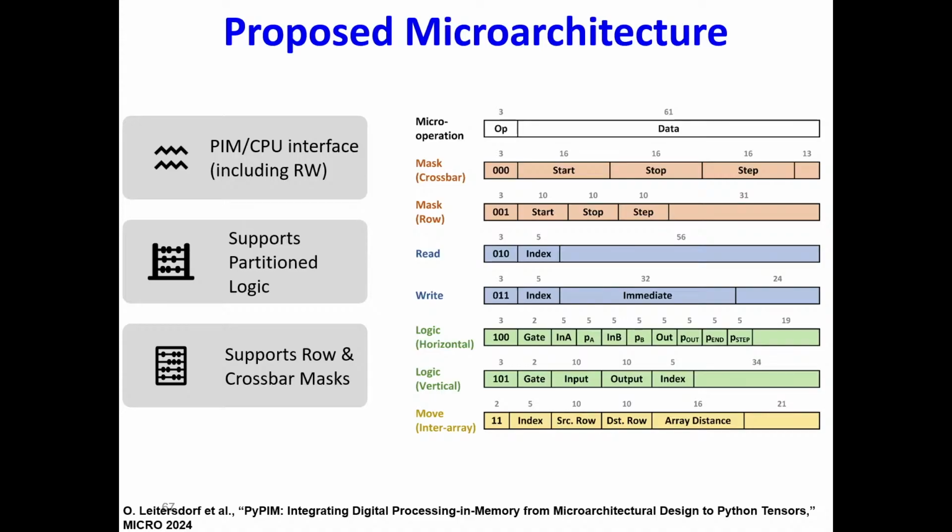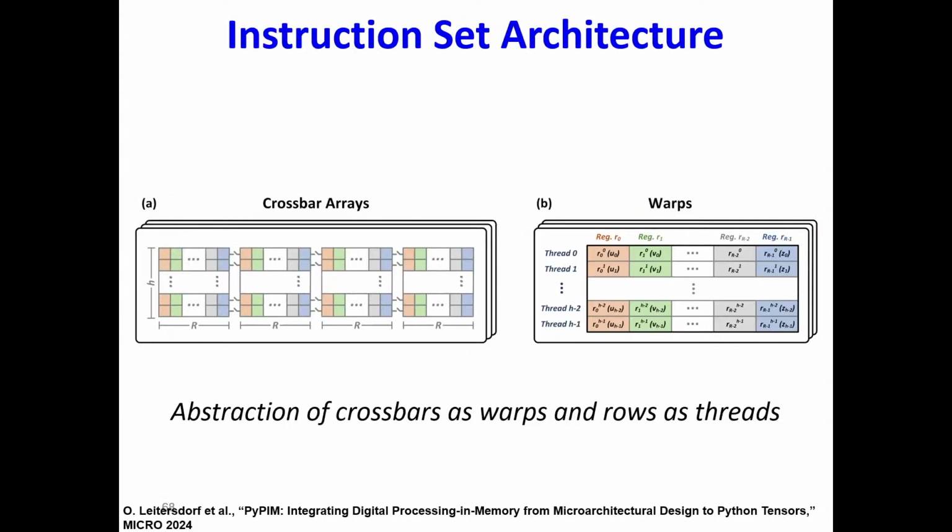But if we want to move between 2 arrays, then it requires a dedicated micro-operation. So in total, we support both read and write operations, just like a regular memory, and also processing in memory operations, including partitions. So this is the microarchitecture.